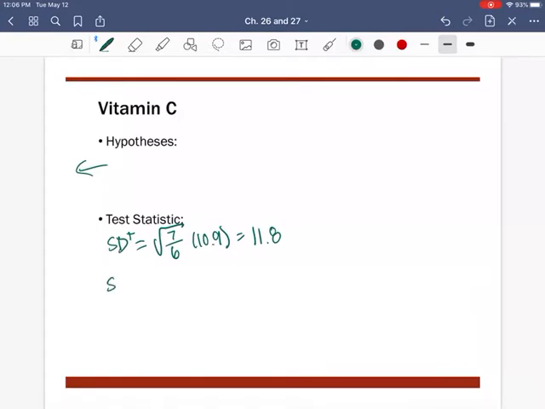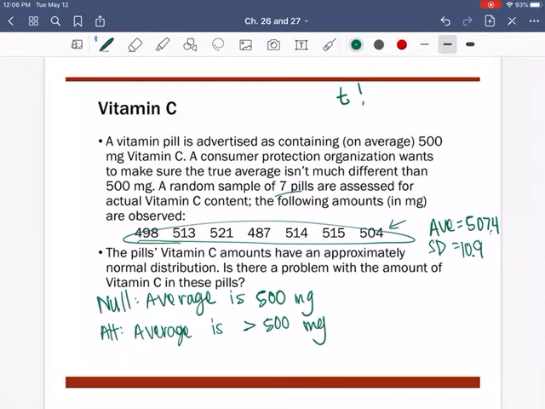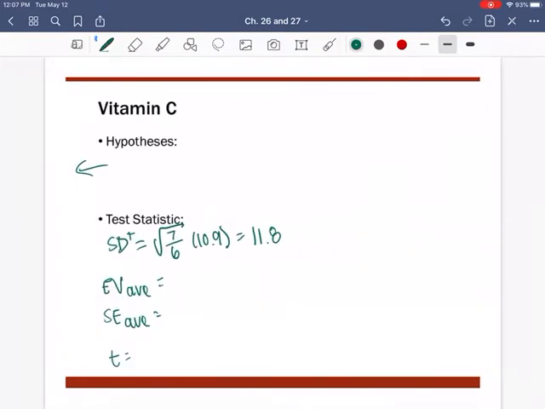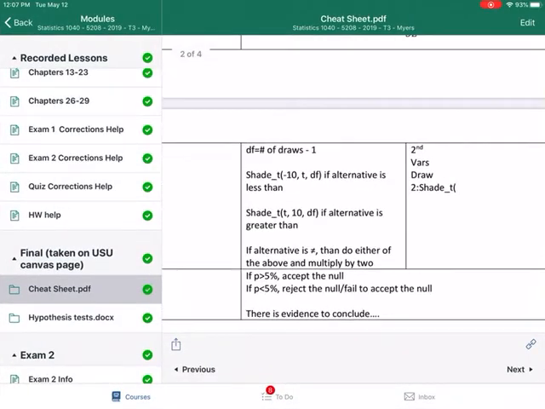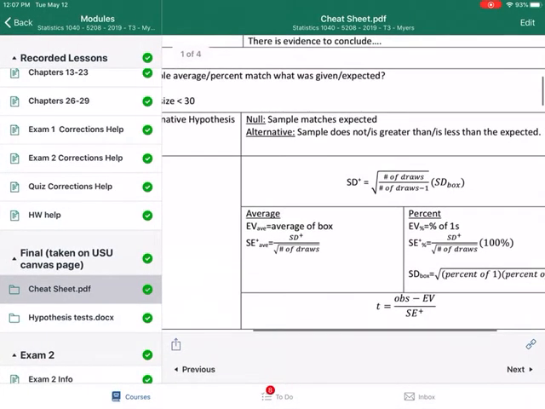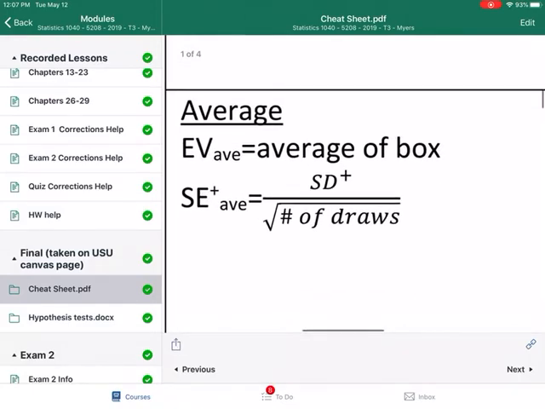To get 11.8. Notice it's bigger than our actual standard deviation. That's how it should always be. And then we're going to calculate our expected value and our standard error so that we can get T. So the expected value is always the number it gives you. We're expecting 500.